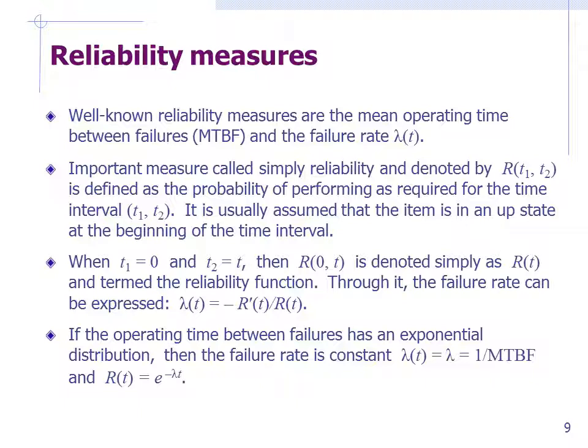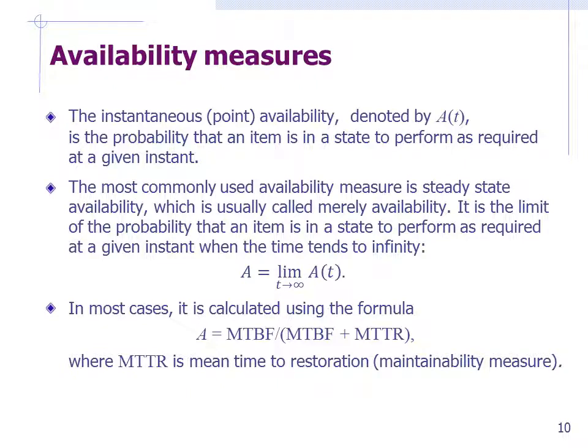Well-known reliability measures are the mean operating time between failures and the failure rate. An important measure, called simply reliability, is the probability of performing as required for the time interval. The instantaneous point availability is the probability that an item is in a state to perform as required at a given instant. The most commonly used availability measure is steady-state availability, which is usually called merely availability. It is the limit of point availability when the time tends to infinity.